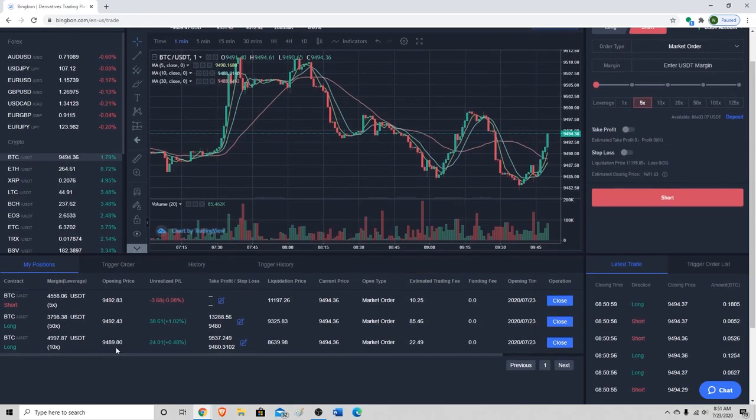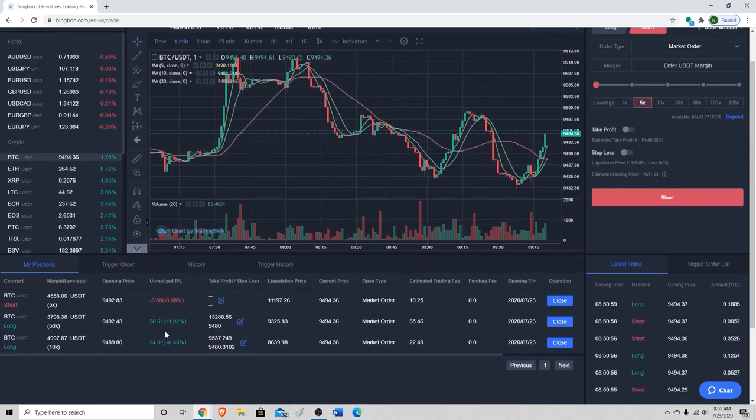I can manage them all independently, however I want. I did ask them for a feature to combine positions if I ever wanted to. That's something they said they'd consider, but as of now, that's not a feature. So just so you guys know. But I don't see that as an issue because I can just manage them as if they're one position.